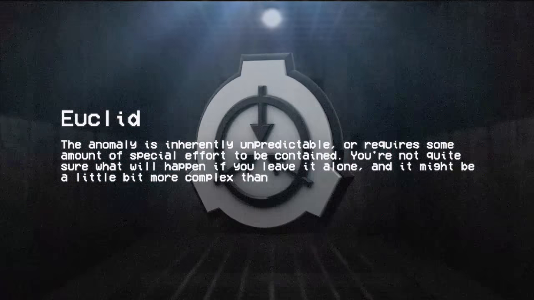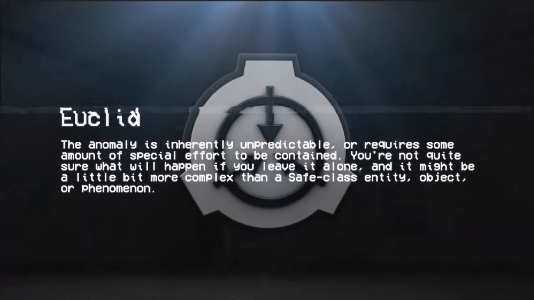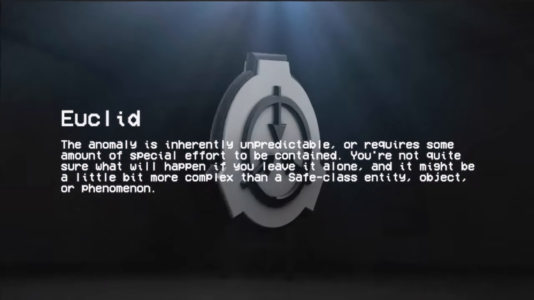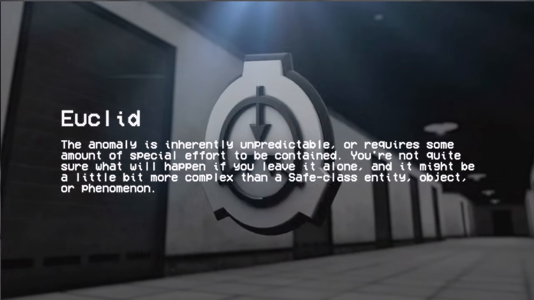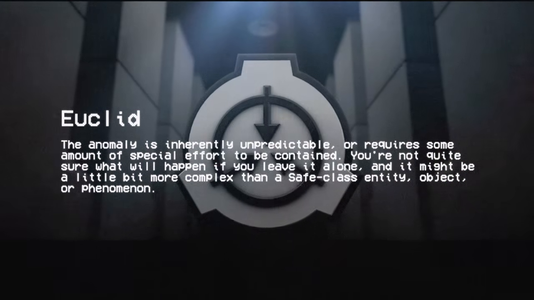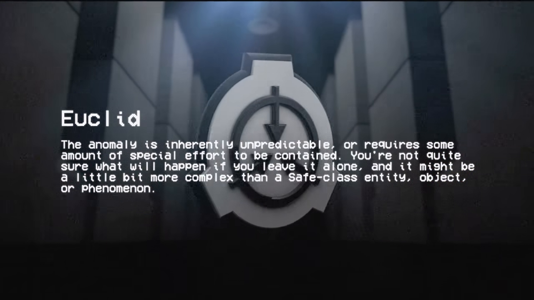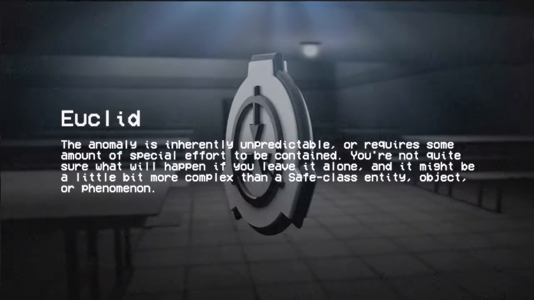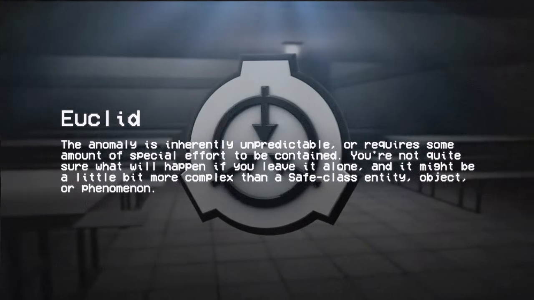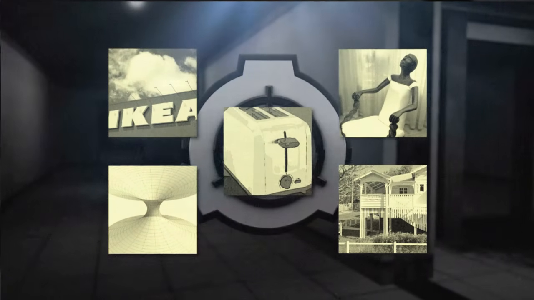Next, Euclid. The anomaly is inherently unpredictable or requires some amount of special effort to be contained. You're not quite sure what will happen if you leave it alone, and it might be a little bit more complex than a safe class entity, object, or phenomenon. Some notable examples of Euclid class SCPs are SCP-3008, SCP-426, SCP-1171, SCP-3001, and SCP-1609.